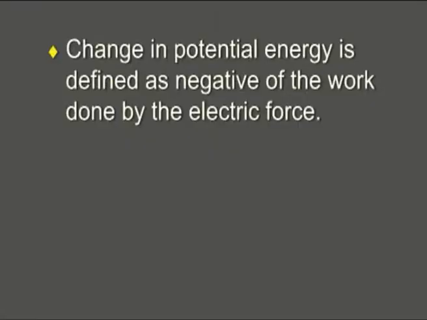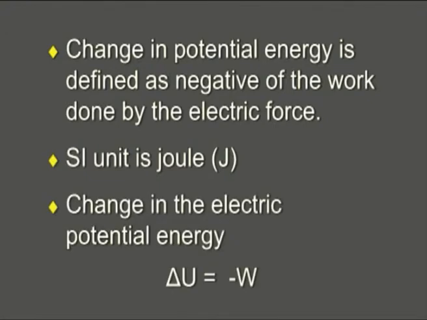Now, let us briefly revise the concept of potential and potential energy. In an electric field, if a charge is moved from one point to another, then work is done by the system. The negative of the work done is called the change in the potential energy of the system. In other words, the change in the potential energy is defined as the negative of the work done by the electric force. Its SI unit is joule. If W is the work done by the force, the change in the electric potential energy delta U is given by delta U equals minus W.